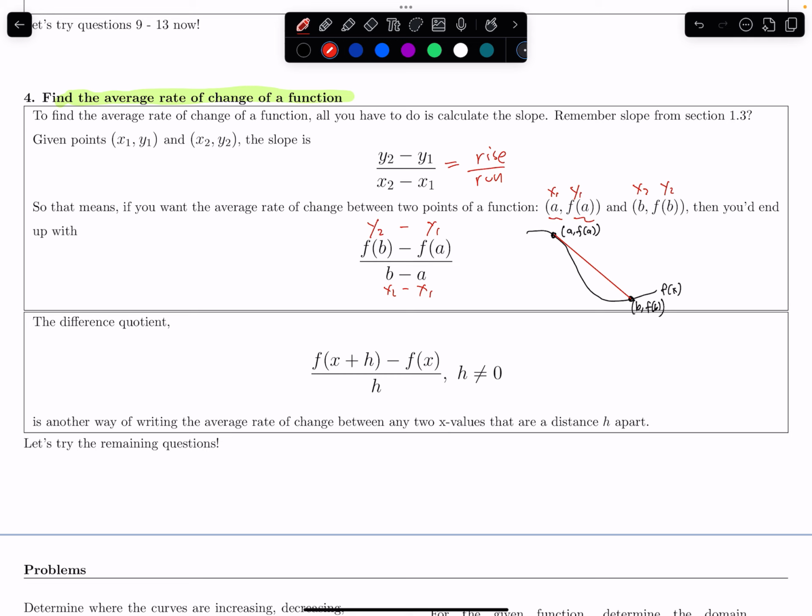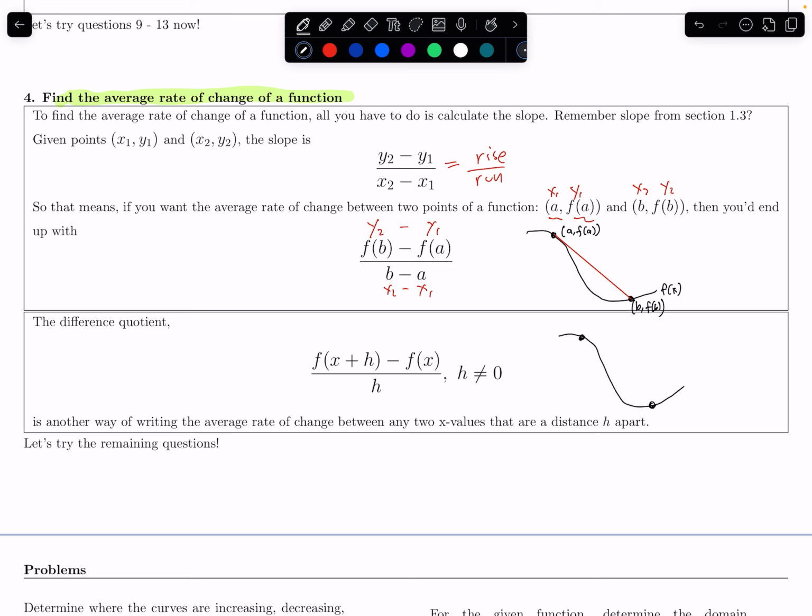Okay, there's an alternative format. They kind of show it to you because later on this becomes important when you take calculus, this concept or this exact formula. But it's really just the same thing again, just written a little bit differently. So let me illustrate what's happening here. This is called the difference quotient.